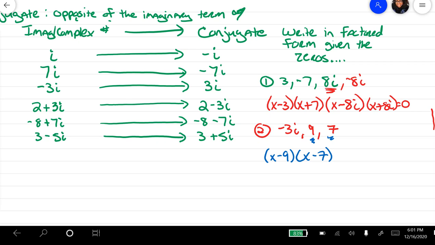Now, the fundamental theorem of algebra told us that if there's any imaginary roots, the conjugate is also a solution or also a root. So this is what I have, negative 3i. So I know that plus 3i is also a root. So then I'm going to have x minus 3i, x plus 3i equals 0.